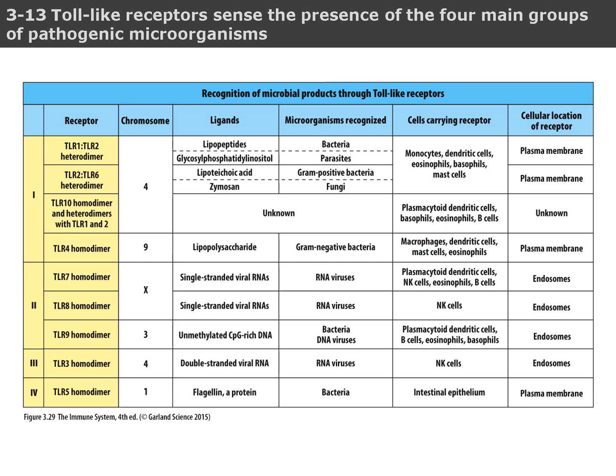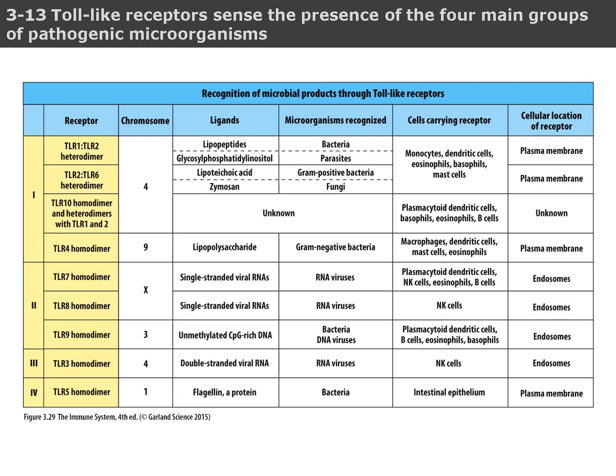The exact ligands for TLR10 are still unknown, though it's present in a variety of immune cells including plasmacytoid dendritic cells and B cells. TLR4, encoded on chromosome 9, responds to lipopolysaccharide, or LPS, from gram-negative bacteria and is found on the plasma membrane of macrophages, dendritic cells, mast cells, and eosinophils.